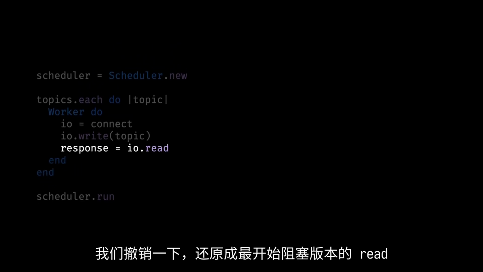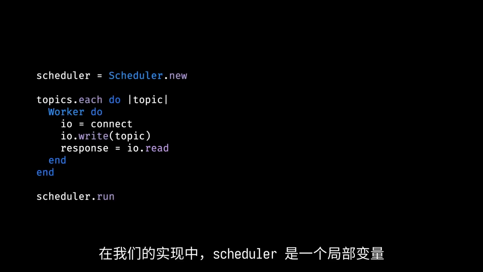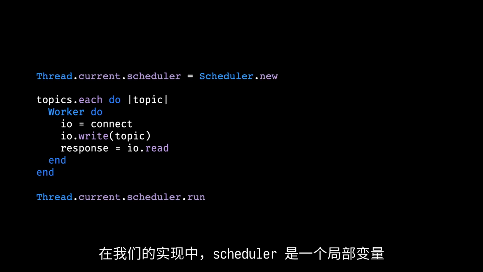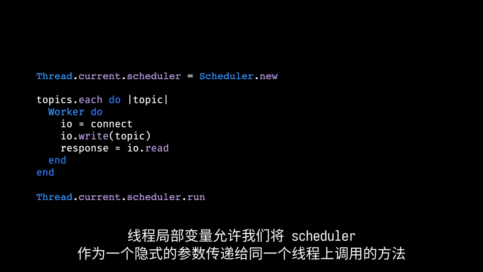Let's revert the implementation back to the original blocking read. We still need to call into the scheduler. How can we do this? In our implementation, scheduler is a local variable. However, we introduce a new special thread local variable to store the current scheduler. The thread local variable allows us to pass the scheduler as an implicit argument to methods invoked on the same thread.